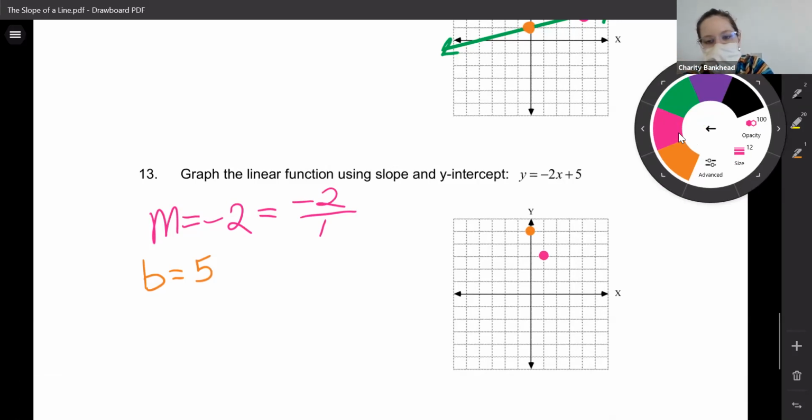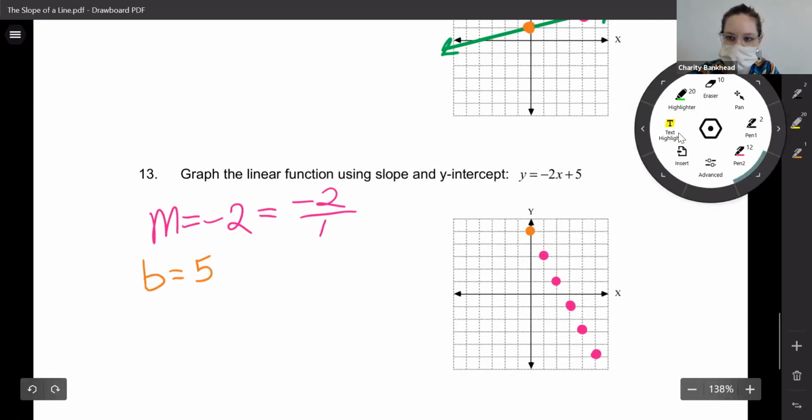Technically you only need 2 points, but since I'm doing this by hand, just to make it easier on myself, I would probably just keep on going down 2 over 1 and drawing more points. So that helps you draw a better line.